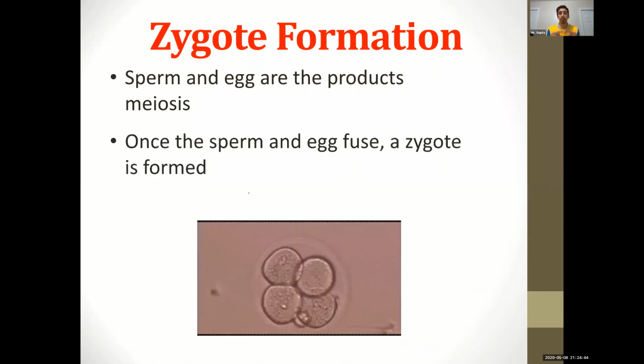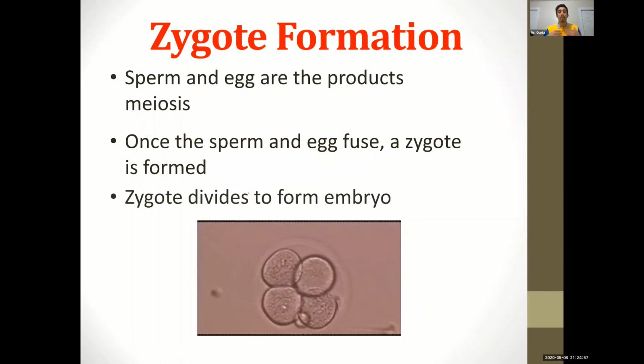Next, zygote formation. So when we have that sperm and egg fused together, a zygote is created. So first off, sperm and egg are the products of meiosis. We covered this in the meiosis video. So if you haven't seen the meiosis video, definitely check it out. And once the sperm and egg fuse, a zygote is formed. And once again, the sperm and egg can fuse inside the organism. That's known as internal fertilization, or outside, which is external fertilization. And the zygote divides to produce an embryo.